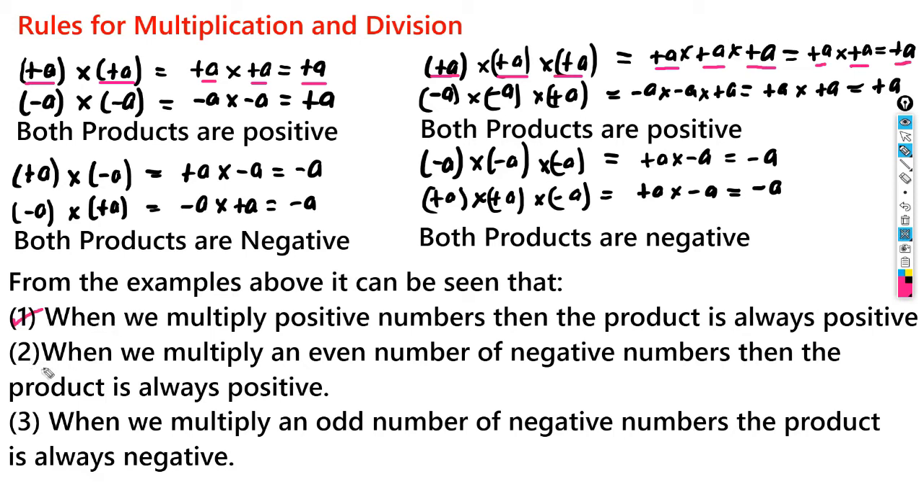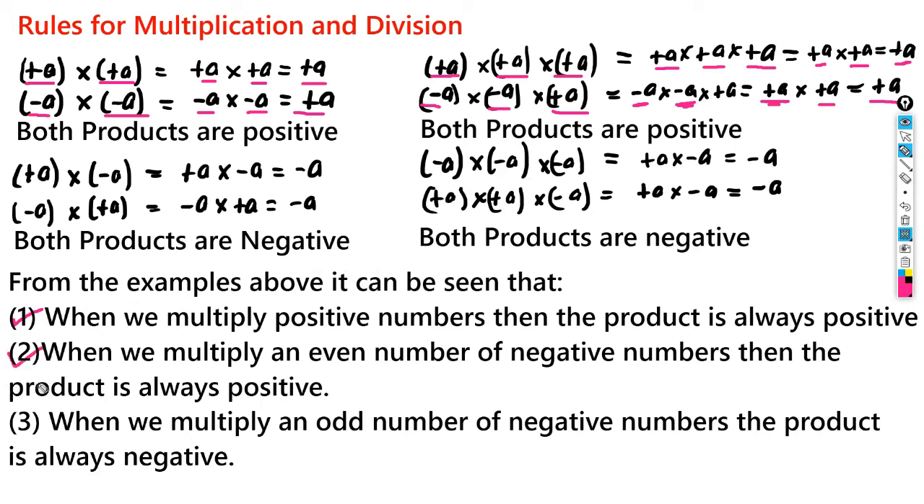That's definitely right. And the next one says when we multiply an even number of negative numbers, then the product is always positive, right? So let's look at this case. We have two negative numbers, which is an even number of negative numbers. Then we're going to get negative a times negative a, which gives us a positive result. And that's true. We also have this situation where we have negative a times negative a, and then two negative numbers multiplied would give us a positive, right? So that one is definitely right too.